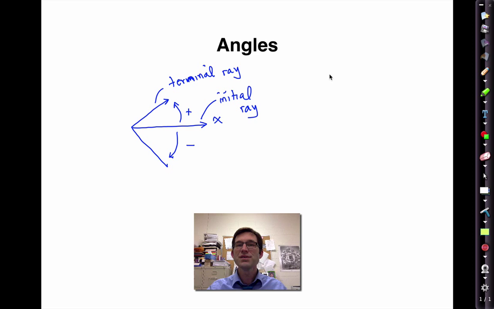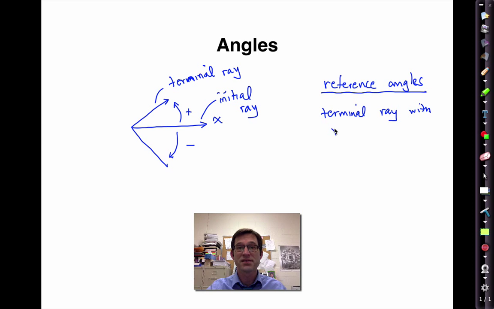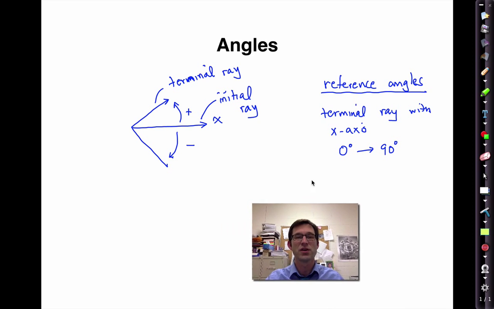Now, what we're also going to be talking about are what are called reference angles. All right? Now, every angle has a reference angle. And the reference angle is simply the angle that the terminal ray makes with the x-axis. Now you might say to yourself, well, I thought that was just the angle. All right, but the reference angle is always an angle that's somewhere between 0 degrees and 90 degrees. It's always between 0 and 90.